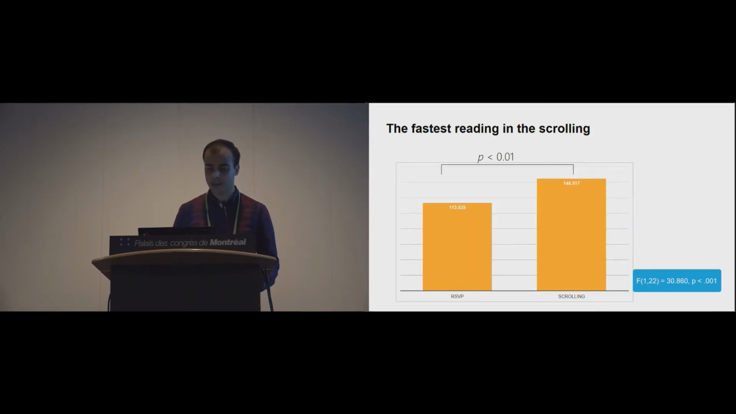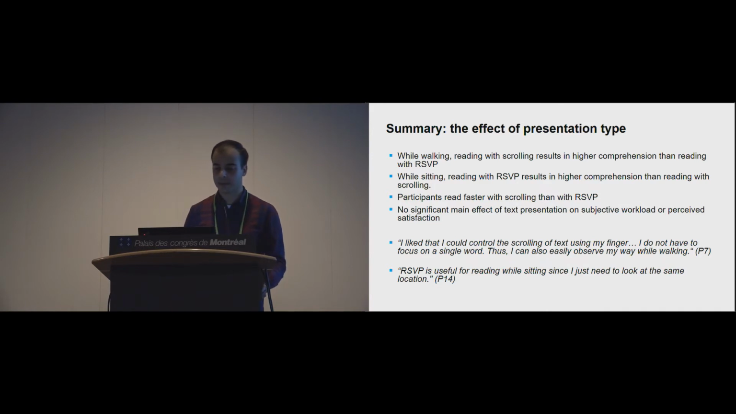Furthermore, we found that reading with scrolling was faster than reading with RSVP. So to sum up these results, while walking, reading with scrolling results in higher comprehension than reading with RSVP, and the opposite, while sitting, reading with RSVP results in higher comprehension than reading with scrolling. And participants read faster with scrolling than with RSVP.